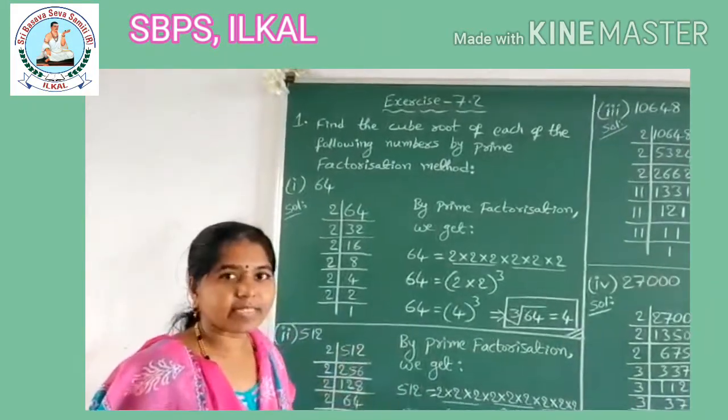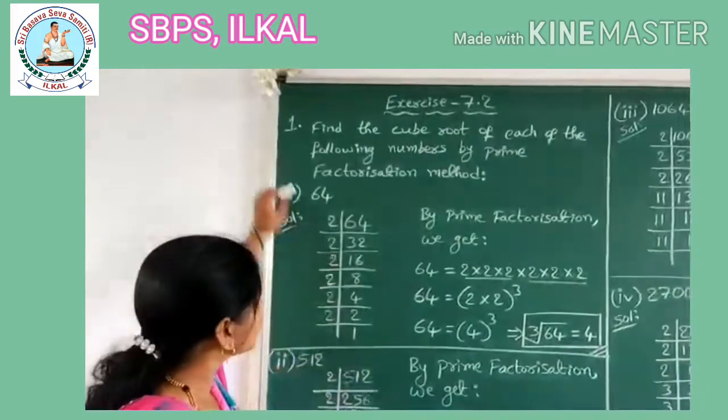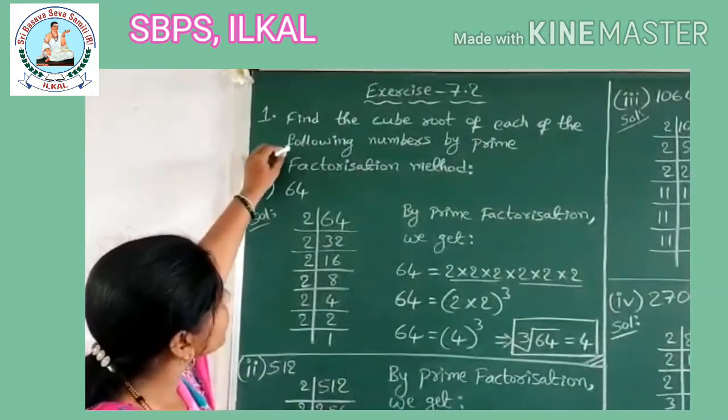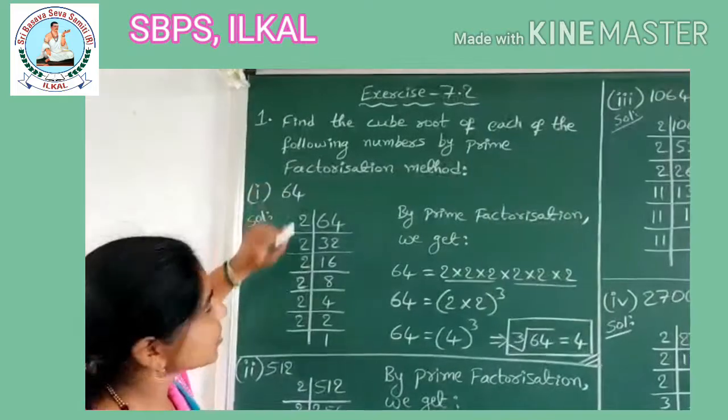Today we are going to solve exercise 7.2 problems. First one, find the cube root of each of the following numbers by prime factorization method.